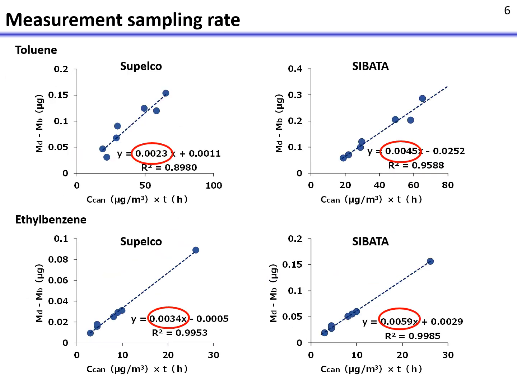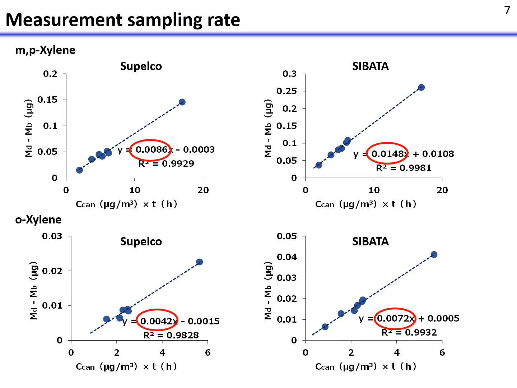Next are examples for toluene and ethylbenzene. Both Spherical and Shibata correlate well with the canister method for those substances, and good results are obtained for calculating sampling rate. The next example is for xylene. There is a good correlation with the canister method, and both Spherical and Shibata have good measurement results for calculating sampling rate.